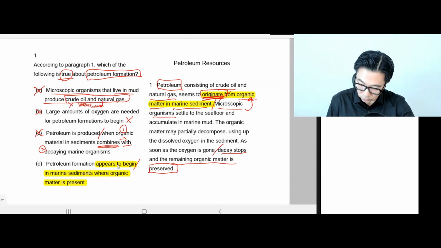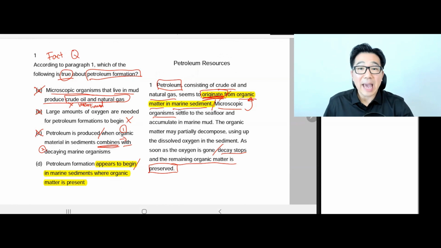All right, so first question, factual question. Once again, the answer will be explicitly, directly given, but it may be paraphrased, so we just need to be careful for that. But it's just straight up reading comprehension. D means exactly the same as this part in the passage. So question 1, D is the answer.